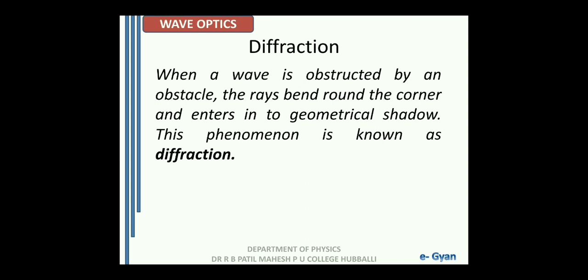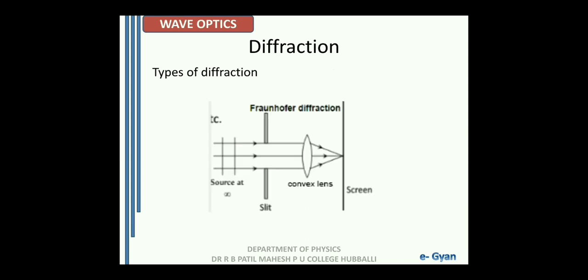Now let us discuss types of diffraction. So we have two types of diffraction. Among that, first one is Fraunhofer diffraction. What do we mean by Fraunhofer diffraction? The Fraunhofer diffraction is the one in which the plane wavefront is incident on the slit, and after diffraction the plane wavefront moves from the slit.